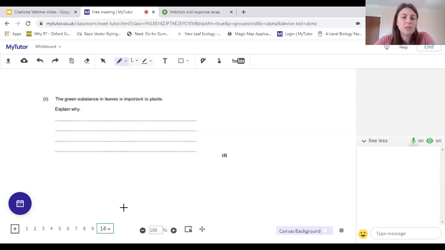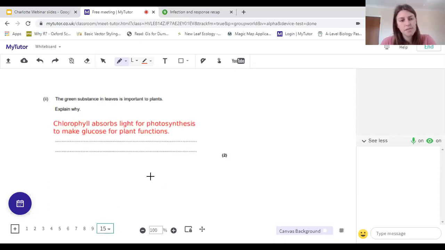Green substance in leaves is important to plants. Explain why. Okay, that's quite a good one. So we're going to be going through this in more detail, probably in 2 weeks' time. We're going to talk more about photosynthesis and exactly how it works. But the green substance is important for photosynthesis. So the green substance is chlorophyll. It absorbs light for photosynthesis to make glucose for plant functions.